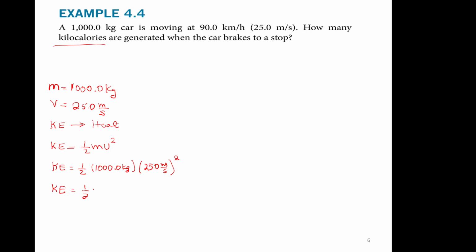You can skip some of the steps, but I will try to explain all of them. We need to square this velocity, with units of meter squared per second squared. Then you can multiply 1000 times 625 and divide by 2, or you can divide 1000 by 2 and then multiply. Either way, you will get the same answer. Finally, you have 312,500 joules.